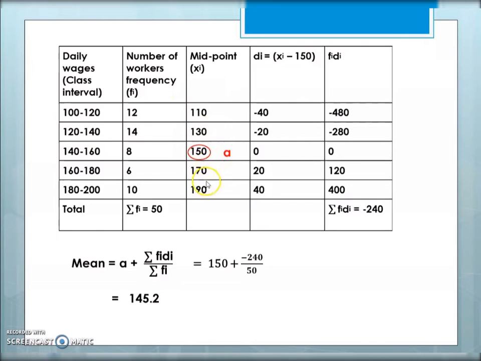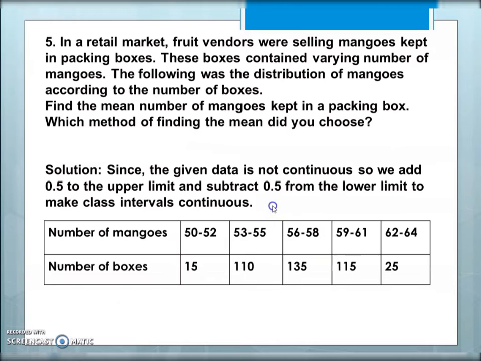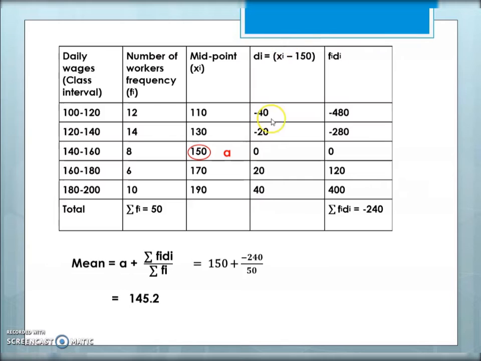So all xi's I will subtract from 150. So 110 minus 150 is minus 40. 130 minus 150 is minus 20. 150 minus 150 is 0. 170 minus 150 is 20 and 190 minus 150 is 40. So I get all these di values: minus 40, minus 20, 0, 20 and 40.